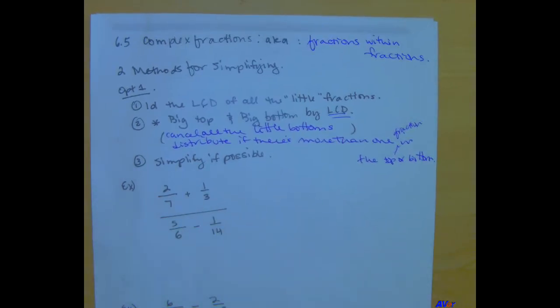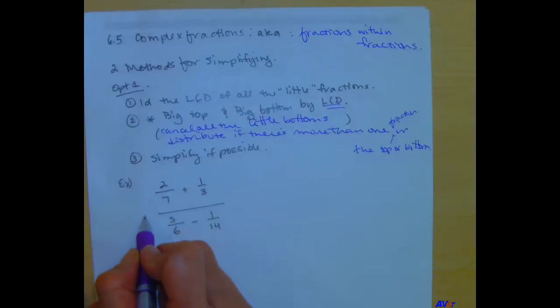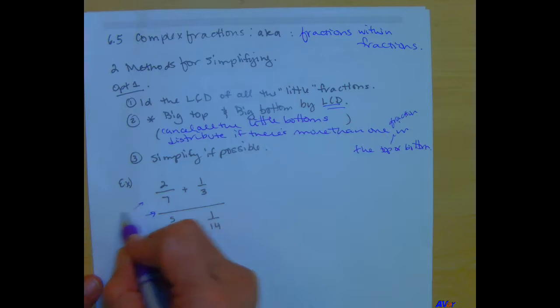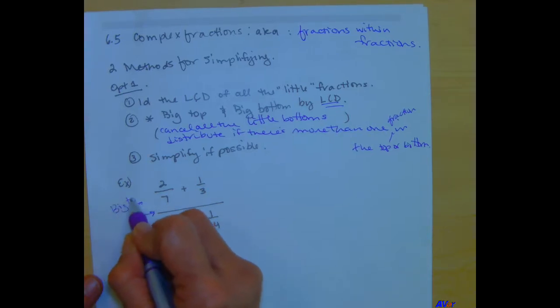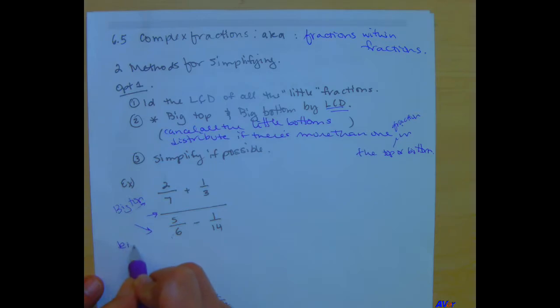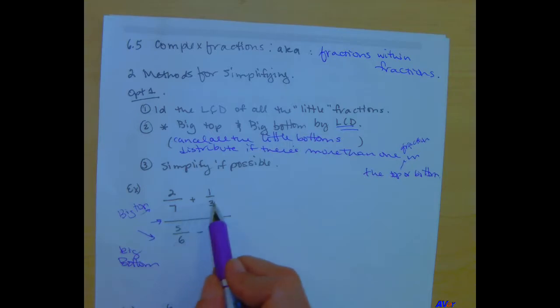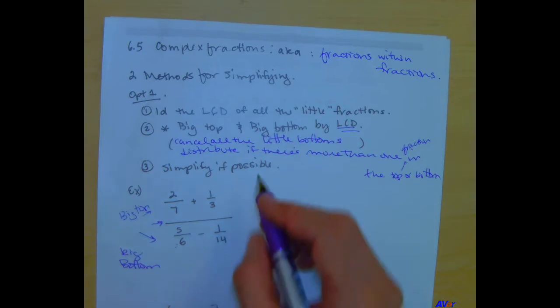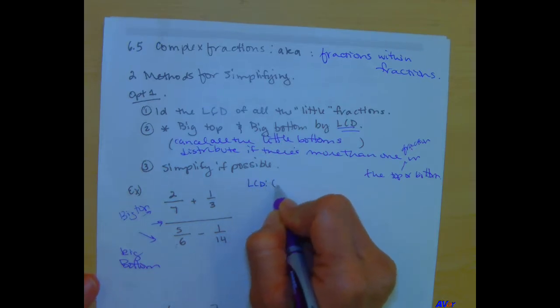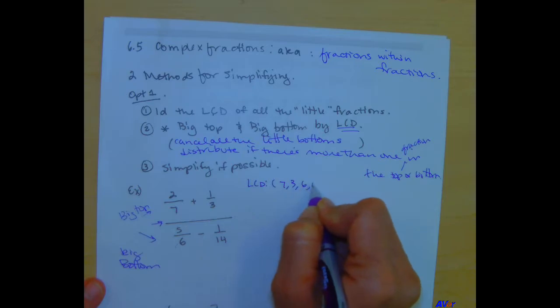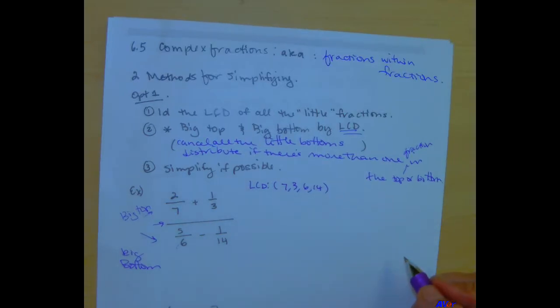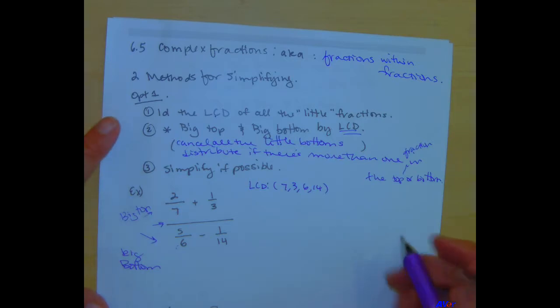Okay, so let's do our first example. So, right, I have fractions within this big fraction. So here's my big fraction line. This is the big top and the big bottom. So here are my little denominators, right? 7, 3, 6, 14. I need to find the LCD of those four numbers. I need the smallest thing that all of them will go into. So I'm just going to go ahead and grab the biggest number I have there and just start building it.